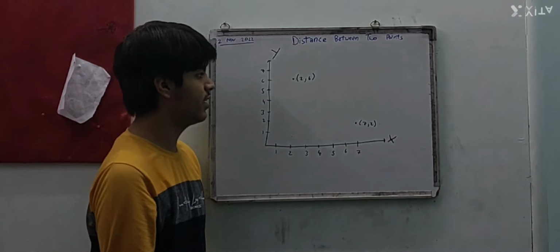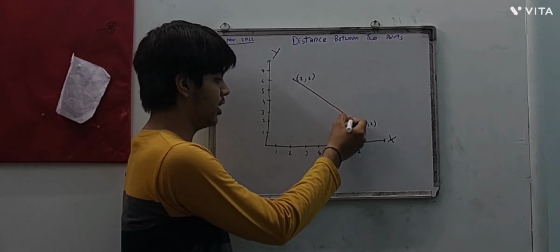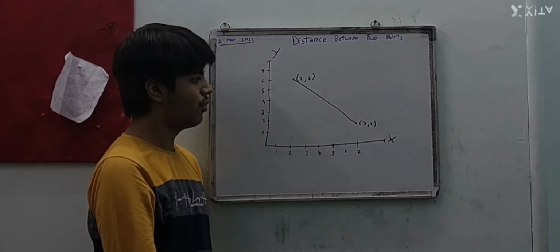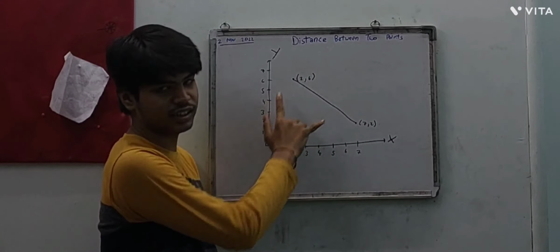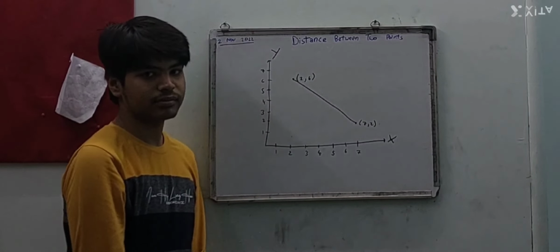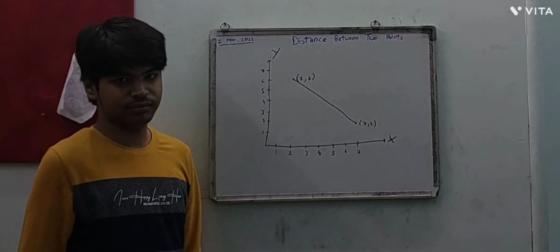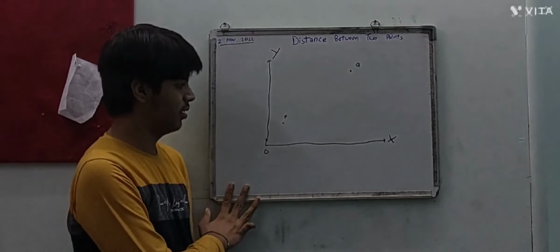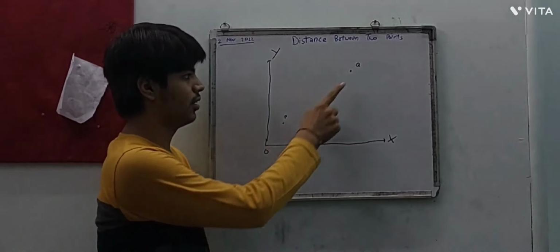But the question arises, when we join the points with a line segment, what is the distance between these points? So how can we calculate this? In this video we are going to discuss that. Now we have an example here. We have 2 points in the Cartesian plane, namely P and Q.